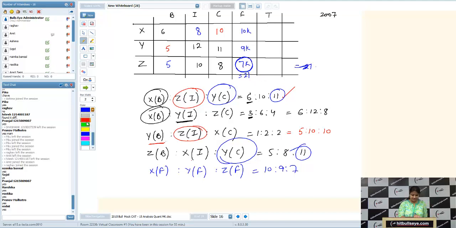So we know the exact number now. It will be 30, it will be 27 and it will be 21. These will be the real numbers.